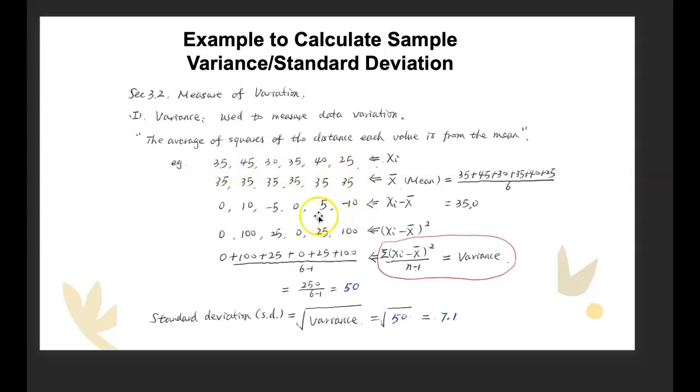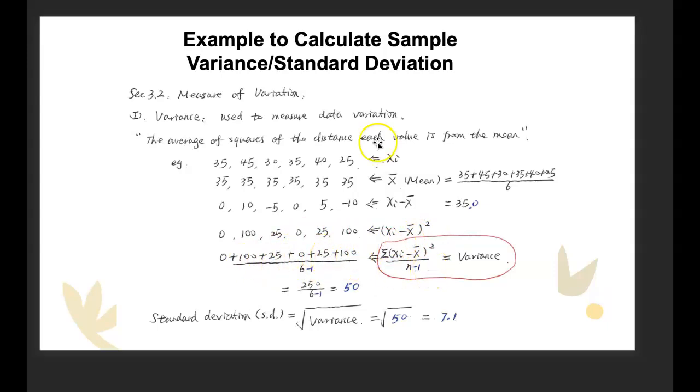So to get rid of this cancellation between plus and minus, in mathematics, we have a trick. One way to deal with that is take the square. So we square each of the numbers here, we got 0 squared 0, 10 squared 100, negative 5 squared 25. You see, that's the powerful part. After we got a square, now we add them together.